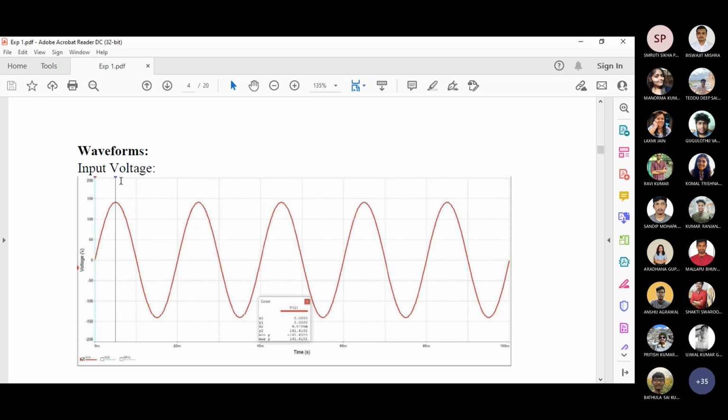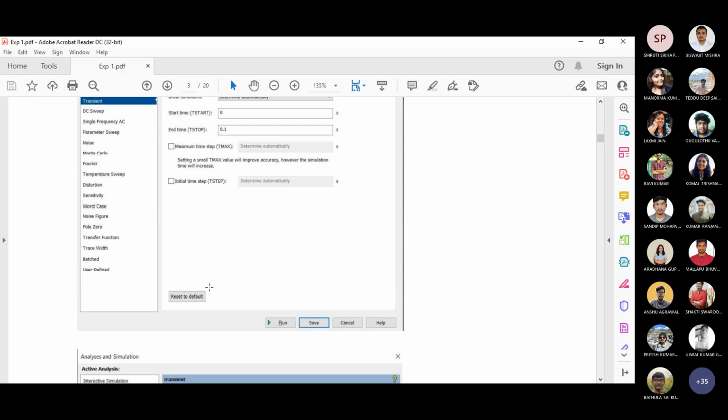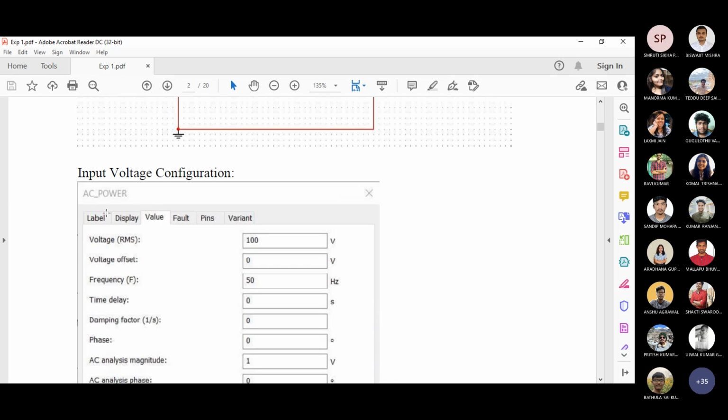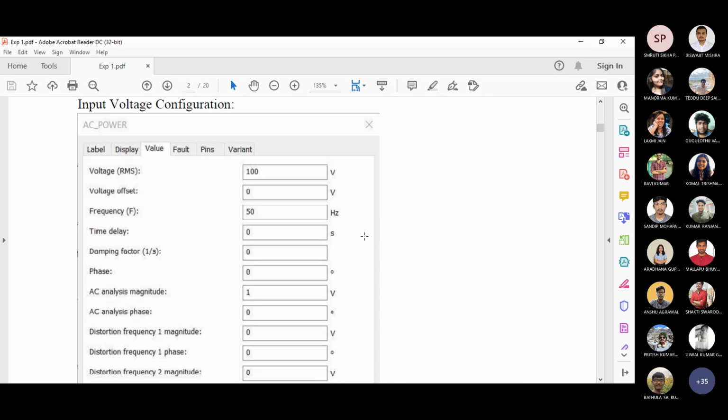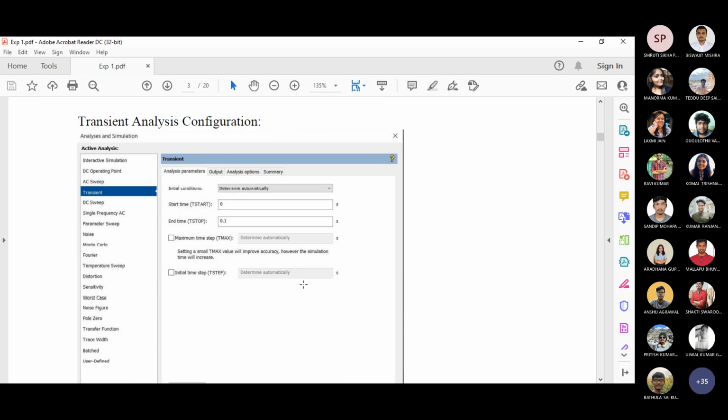You can also connect the trace and cursor to get how much voltage there is. From here you can easily understand the voltages, such as what the peak voltage is. As it is coming, you have to cross check it. Whatever values are given in the table for the input voltage configurations should be coming from here.